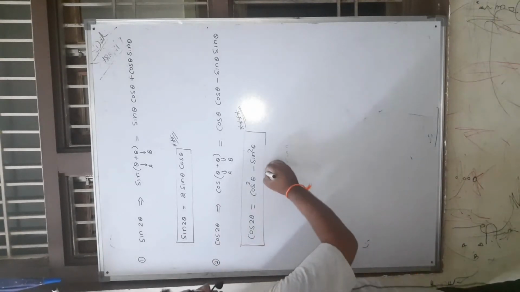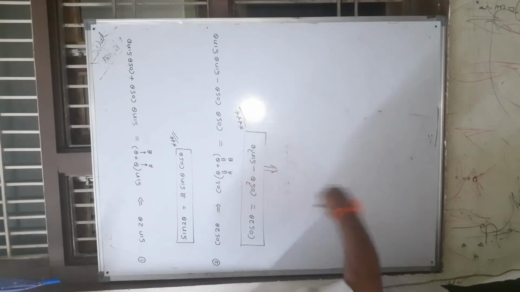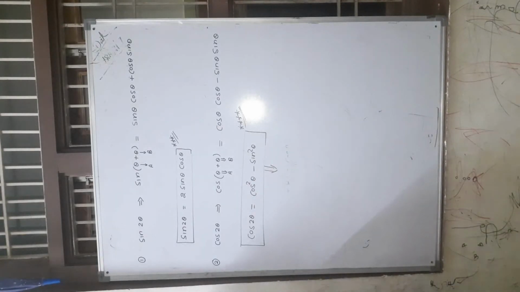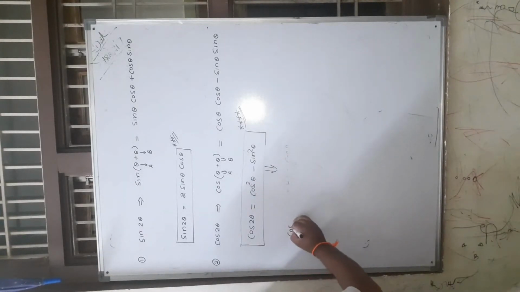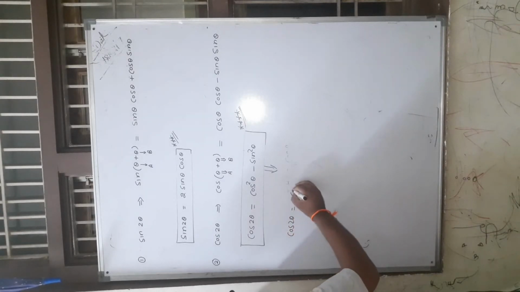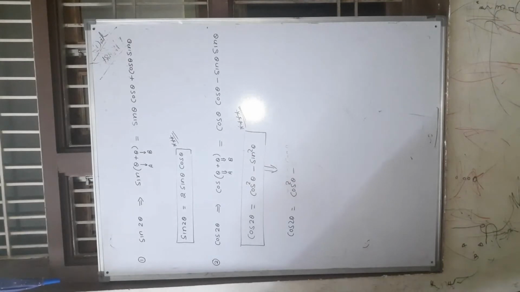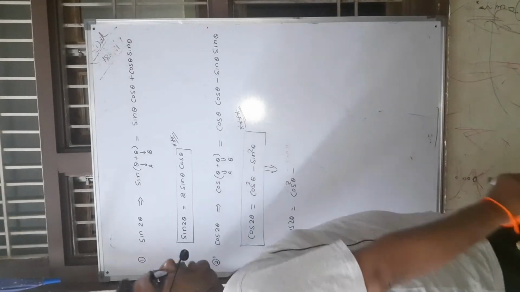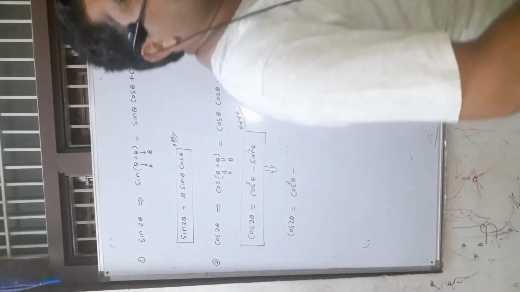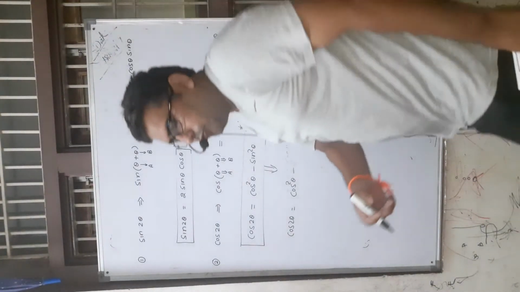Now we can further modify this formula. Cos 2 theta equals cos square theta minus sin square theta. As we know, one basic formula you read in 10th class: cos square theta plus sin square theta equals 1.